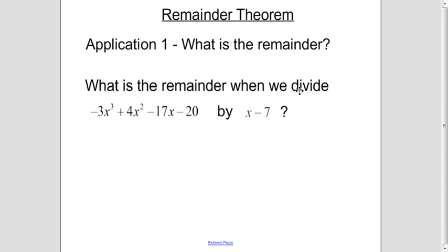So what is the remainder when we divide -3x cubed plus 4x squared minus 17x minus 20 by x minus 7? Okay, well, by the remainder theorem, I'll call this p of x, and my binomial I'll label as x minus a, making a obviously 7. So the only thing I need to do is p at 7, which is -3 times 7 cubed plus 4 times 7 squared minus 17 times 7 minus 20.